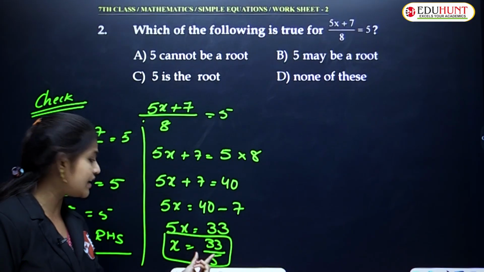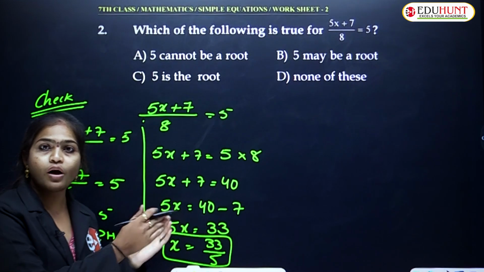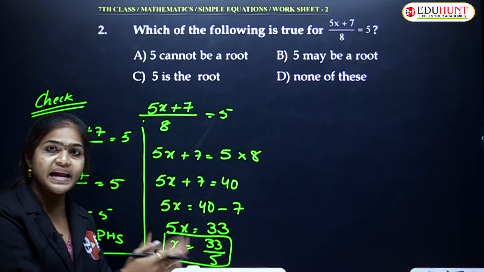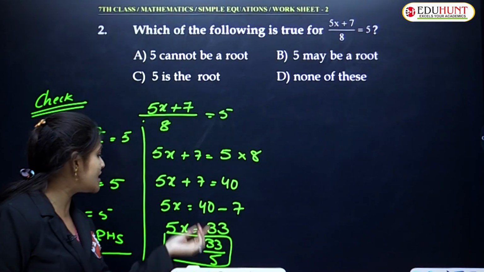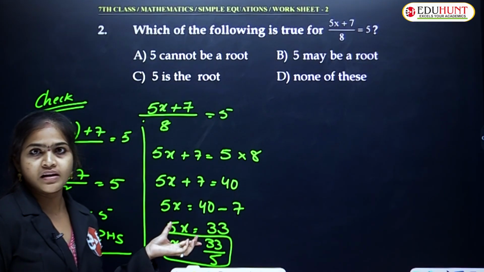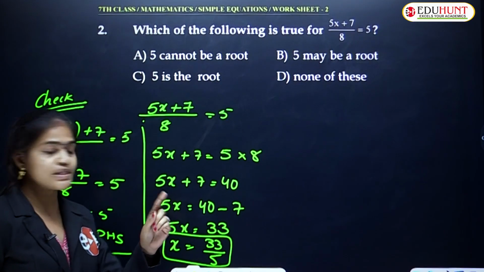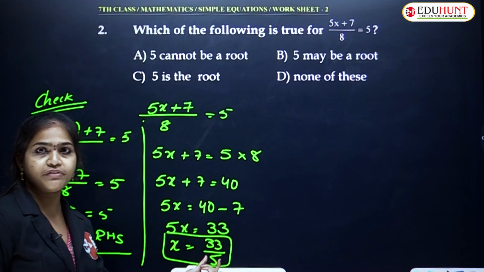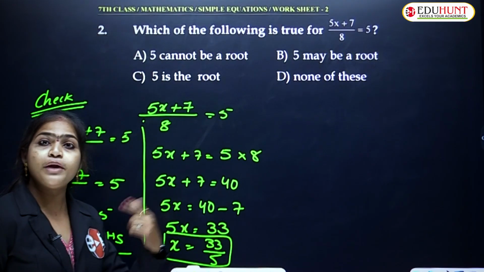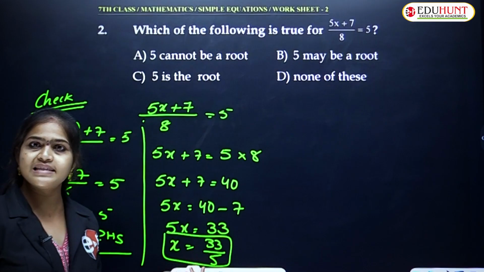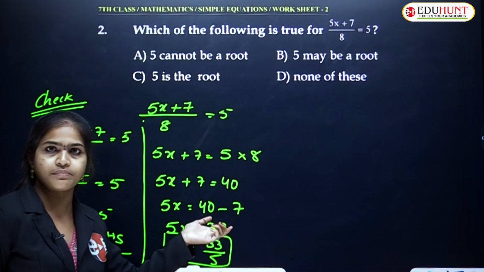What is that root here? 33 by 5. So already 33 by 5 is satisfying the equation. That's why no other value satisfies this equation. Understand? Only one value satisfies. What is that value here? 33 by 5. That's why here 5 cannot be a root. 5 may be a root is not possible. That is impossible. 5 is not a root to this one.